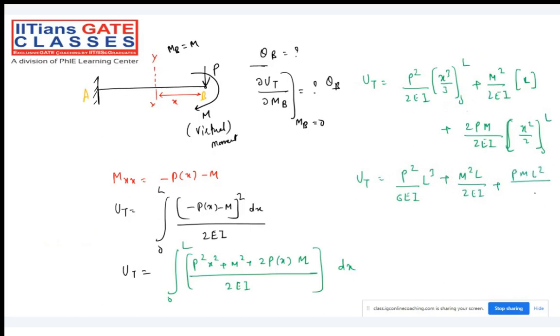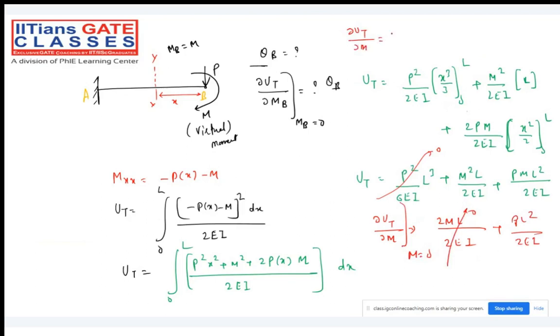And my dear friend, we have to do the differentiation of dou U by dou m, with respect to m. This will be gone. This will be 2mL divided by 2EI plus PL square divided by 2EI. But we have to keep m equal to 0. This will be gone. Ultimately, what is dou U total by dou m we are getting? That is the slope at point B, which is equal to PL square divided by 2EI. Check whether you're getting the same or not.